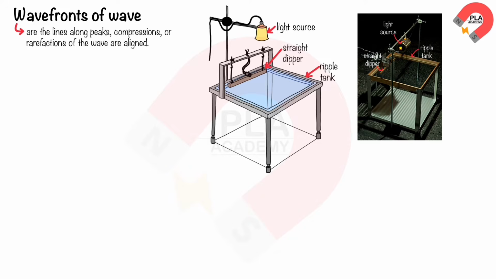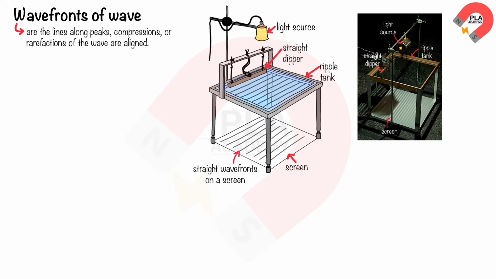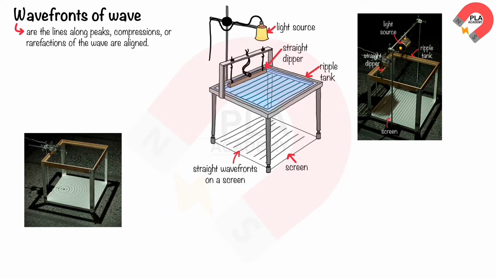When the dipper is vibrated up and down, it creates a series of parallel wavefronts. The screen below the ripple tank is used to observe the wavefronts of the water wave. The stroboscope, or video camera, is used to show the slow motion of the wavefronts of the water wave on the screen. A small sphere dipper can be used to create circular wavefronts in a ripple tank.